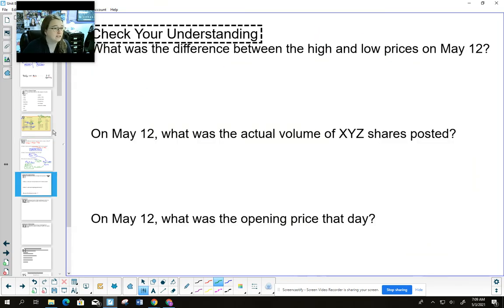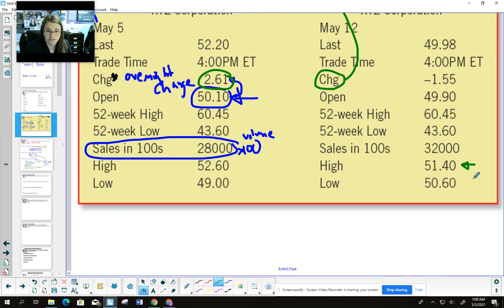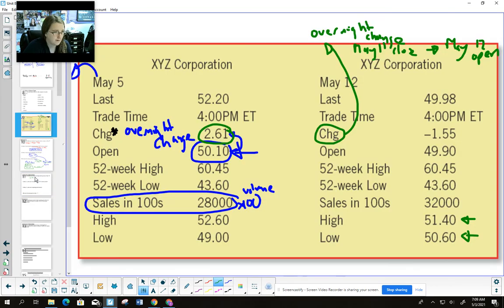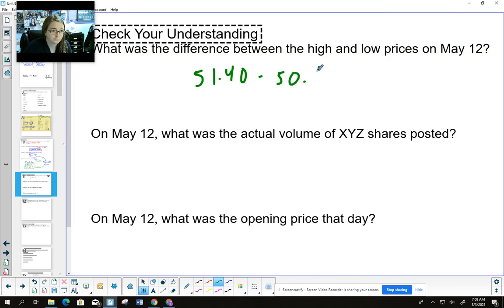What was the difference between the high and low prices? So it was just subtracting these two, right? 51.40 minus 50.60? It's 80 cents. 51.40 minus 50.60, 80 cents, yeah. So not a lot of fluctuation. Again, sometimes prices can fluctuate $100 in a day. If things are really bad, that can happen. So this is good. This was a pretty consistent day, not a ton of fluctuation.